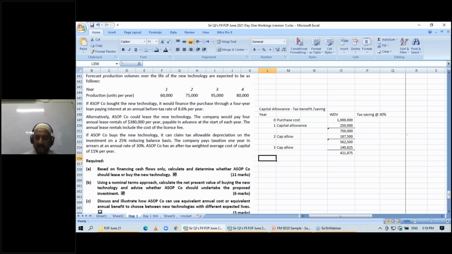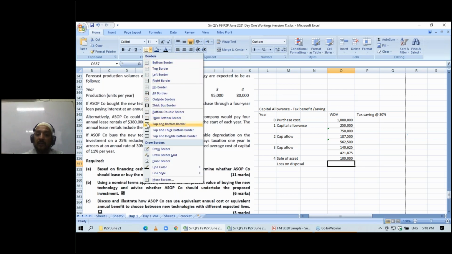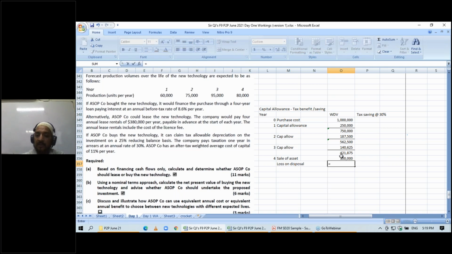Now, in the fourth year, the last year of the project, there will not be a capital allowance. You will have to calculate a gain or loss on disposal. So in the last year, the asset has been disposed of at 1 lakh. So if it has been disposed of at 1 lakh, you will incur a loss on disposal. If you incur a loss, this loss can be deducted from your taxable income and will reduce your taxable income and save some tax money at 30%. So the loss amount is 321,875.